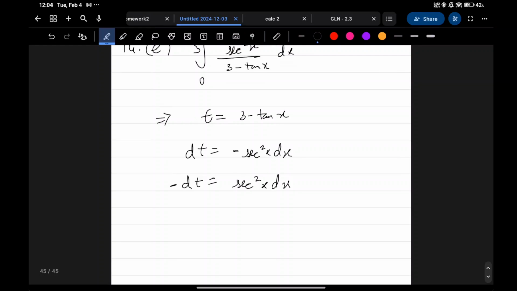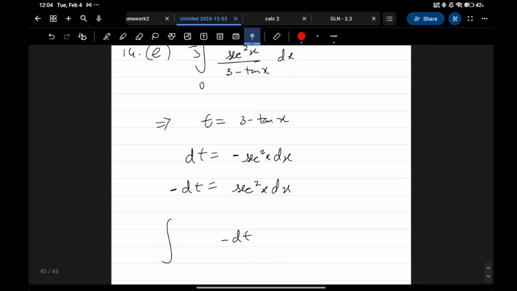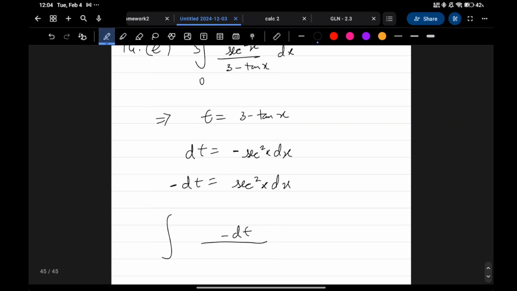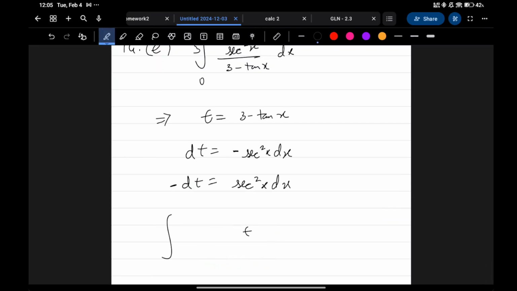This over here becomes negative dt, right? Changing this part with this becomes negative dt. And on the bottom, I have taken this thing as t, so it becomes t. Essentially, this thing just becomes, if I can write this as, negative 1 over t dt. Do we agree with that? Yes. Perfect. All right.